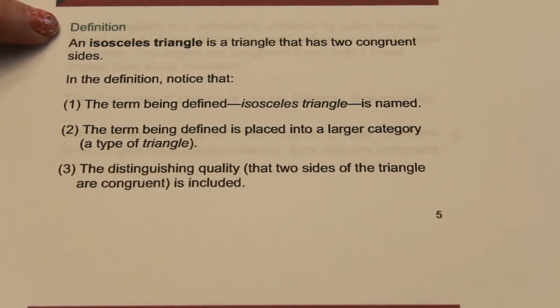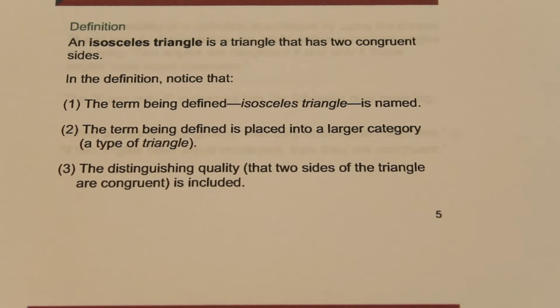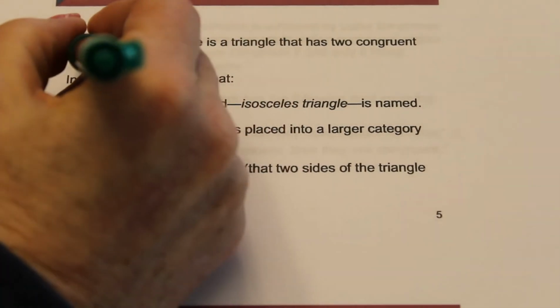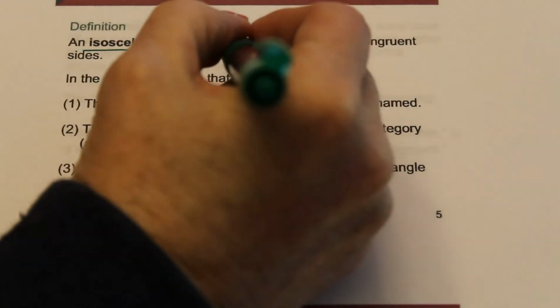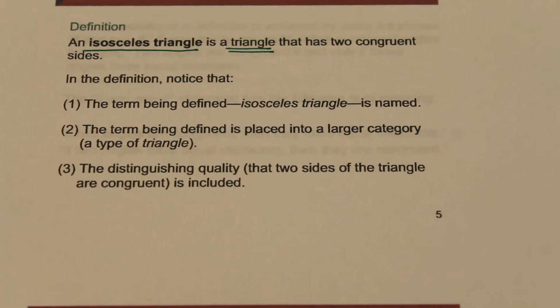Here is the definition of an isosceles triangle. So an isosceles triangle is a triangle that has 2 congruent sides. And the 4 parts of a good definition are, first of all, what's being defined? Isosceles triangle. So an isosceles triangle, that's what we're defining. What category does isosceles triangle fit into? So its larger category is it's a triangle. An isosceles triangle is a triangle.